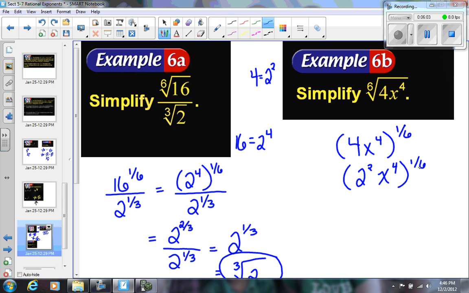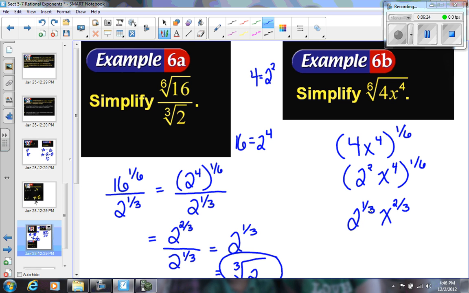And now it's a power to a power, so I multiply the exponents. So I get 2, and my exponent, 2 times a 6th is 2/6, which reduces to 1/3. So I get 2 to the 1/3. And when I multiply powers, 4 times a 6th is 4/6, which reduces to 2/3.